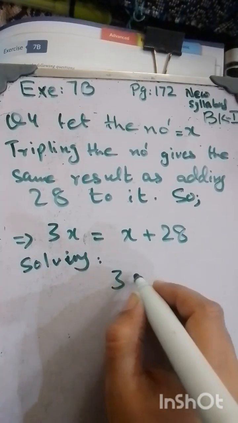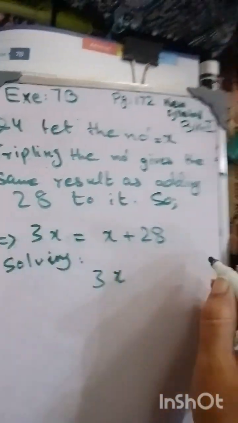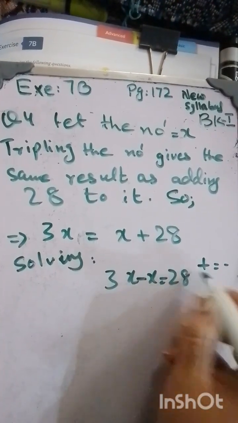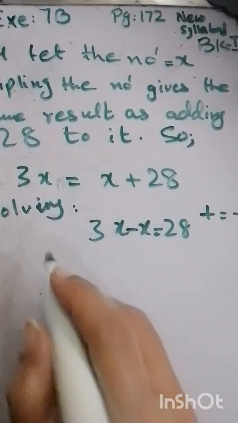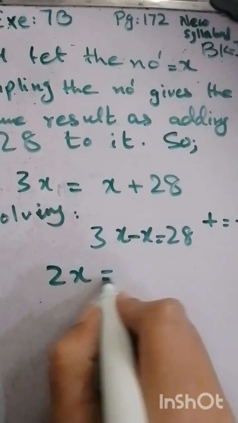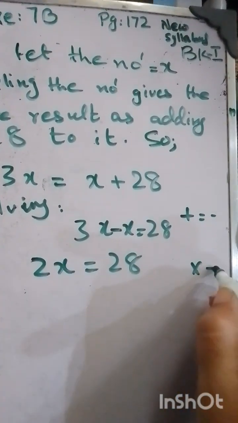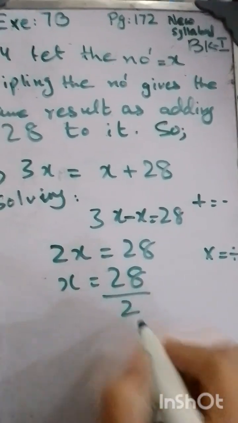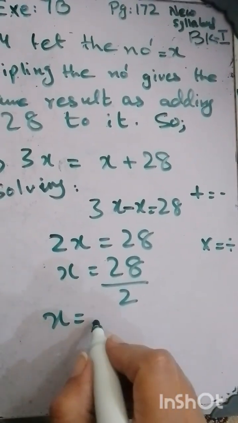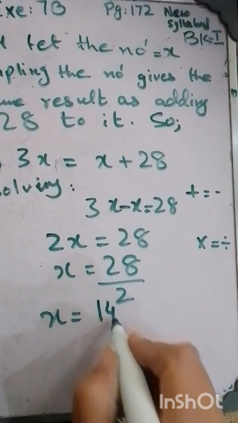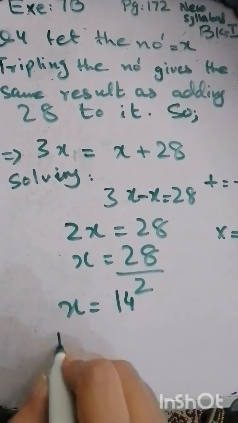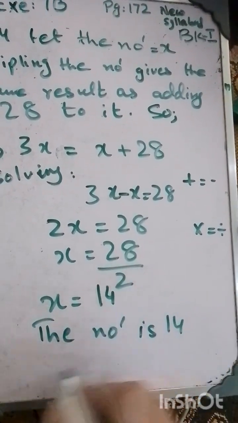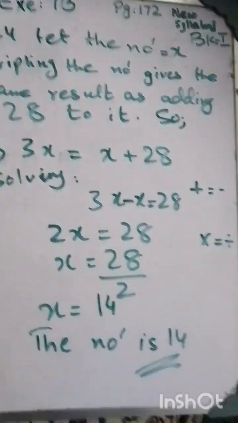Now we are solving it. So we're gathering all the knowns and unknowns together. So x is being added over here, on the other side it will be subtracted. So 3x minus x, it will be 2x equals 28. Now 2 is being multiplied, on the other hand it will be divided. 28 divided by 2, it will be 14. X we have obtained is 14. Now we have to find out the number; the number is 14.